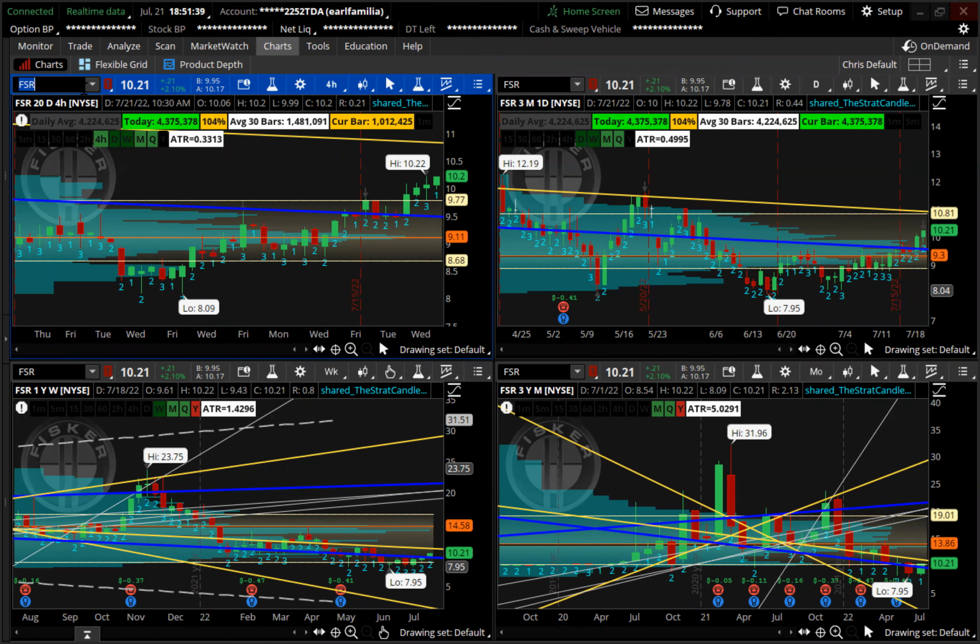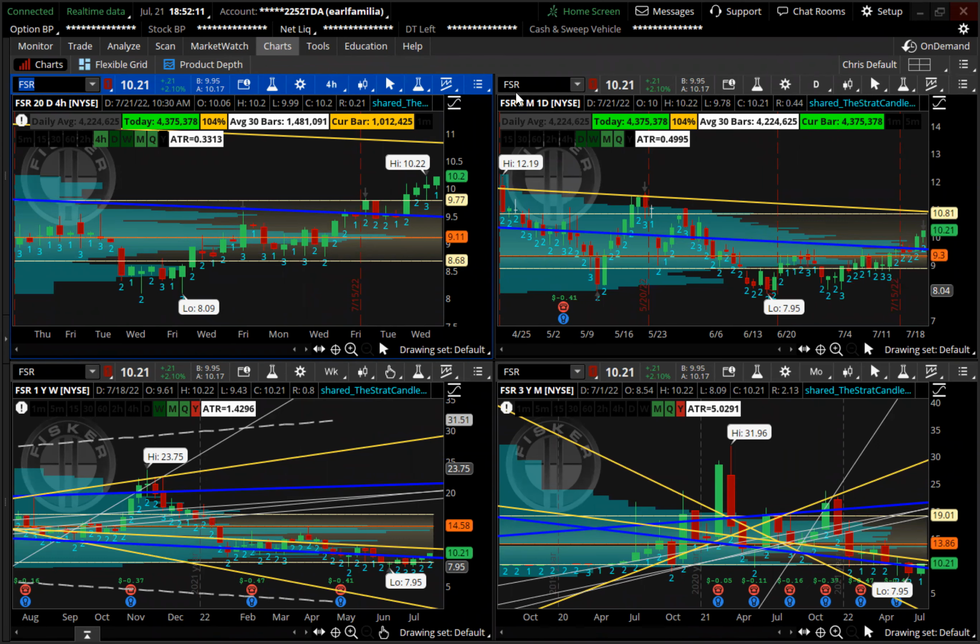FSR, if you like playing Fisker, very nice looking setup on Fisker. Chicago 312 on the 4-hour above $10.20. You are in force on the day and the week, and you have a strong inside month currently, with you potentially breaking the month to go 2-2 rev back to the upside of the month.